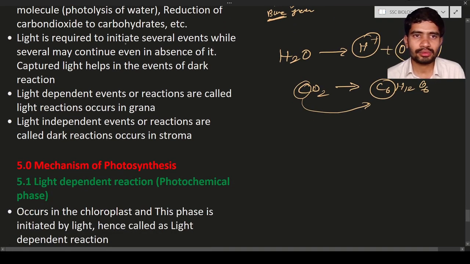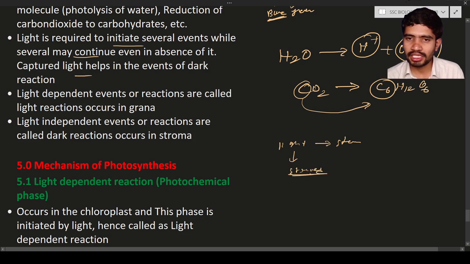Light is required to initiate several events, like the starting of photosynthesis. Several events may continue even in the absence of sunlight, that is, captured light helps in the events of the dark reaction. Some light is used for starting reactions in photosynthesis, and sometimes this light is stored. Whatever changes occurred in the light reaction are used for the actions in the dark reaction. Remember, the dark reaction is independent of light, which we will discuss in a moment.